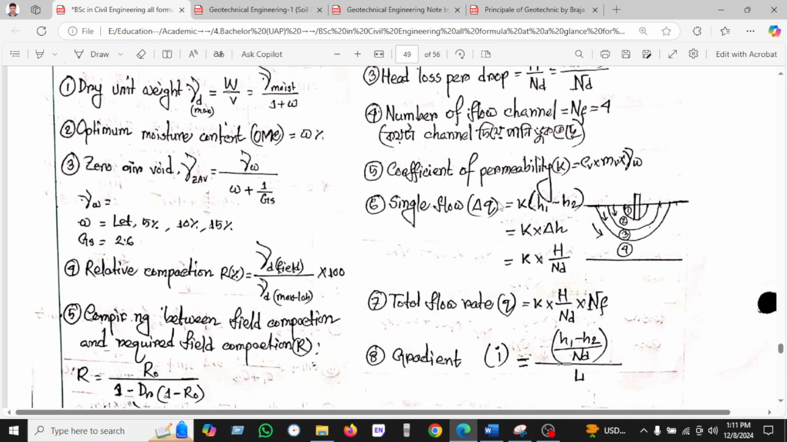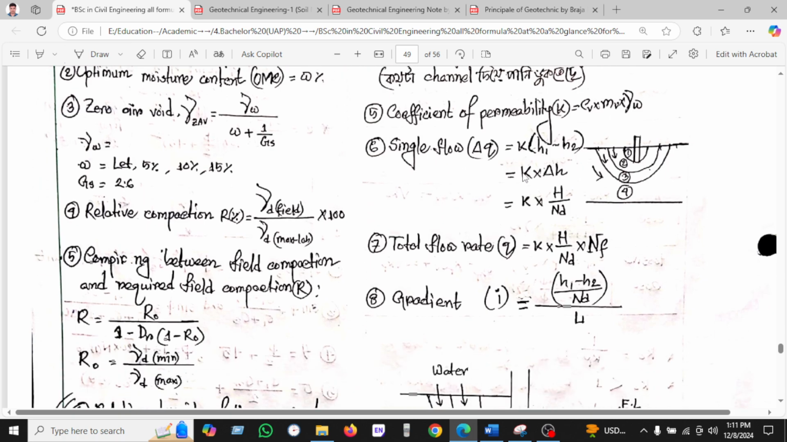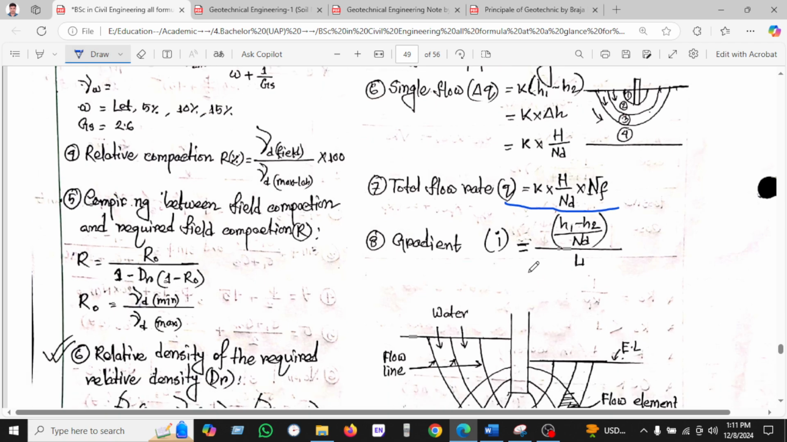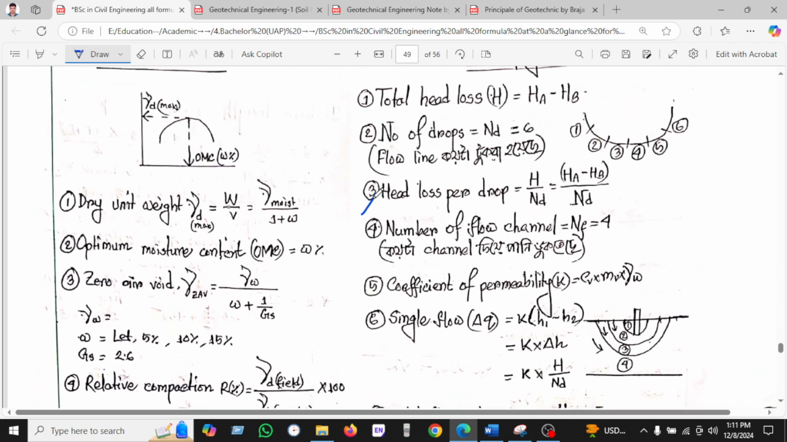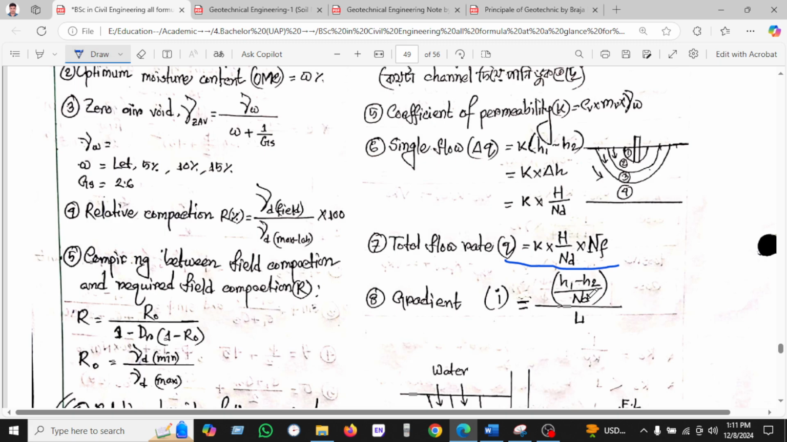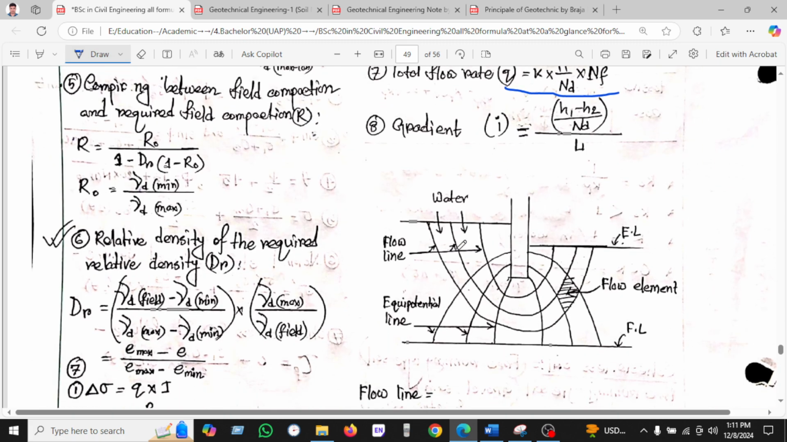The coefficient of permeability K equals CB MB gamma W, and the flow delta Q equals K into H minus H2, where the head loss per drop is H divided by ND. And the total flow rate, we have to memorize this formula: K into the number of flow lines into H, and the gradient is the head loss per drop, H minus H2, divided by L.